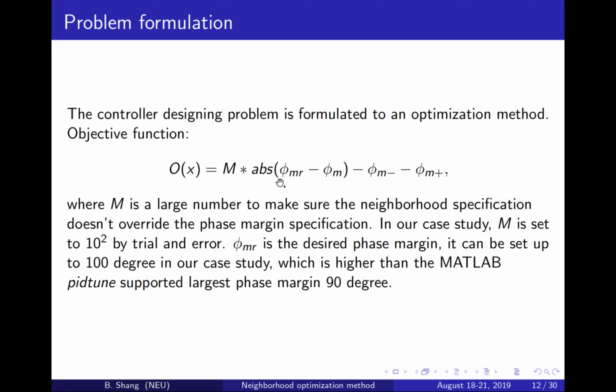First, we have phi_m^r. The phi_m^r stands for the desired phase margin, and phi_m is the phase margin. Phi_m^- is the phase margin at omega_c^-, and phi_m^+ is the phase margin at omega_c^+. And the absolute function gets the distance between the phase we want and the actual phase.